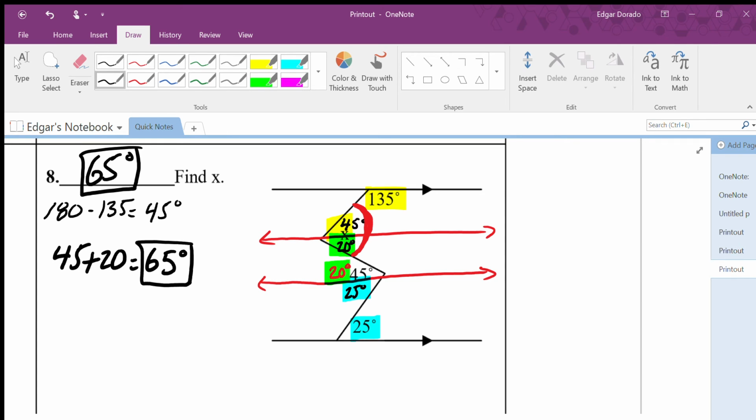Alright, next thing, we're actually going to backtrack a little bit. We're going to go to chapters 3.3 and 3.4, which show us a little bit of a different perspective on these parallel lines.